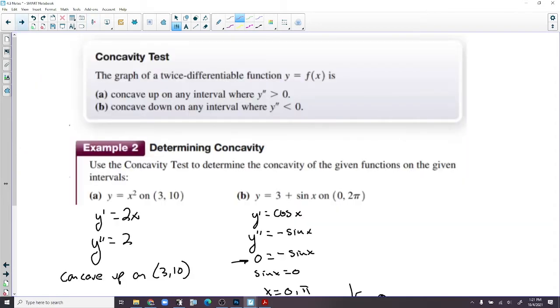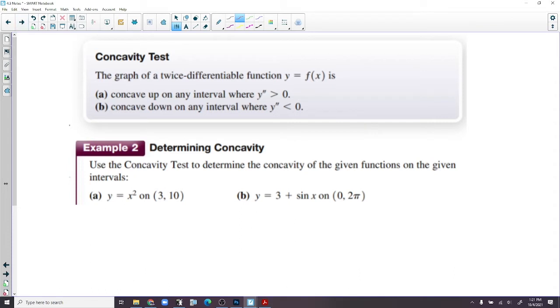The graph of a twice differentiable function y equals f of x is concave up on any interval where the second derivative is positive and concave down on any interval where the second derivative is negative. So use the concavity test to determine the concavity of the given functions on the given intervals.